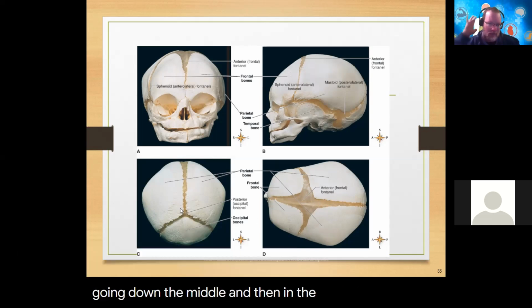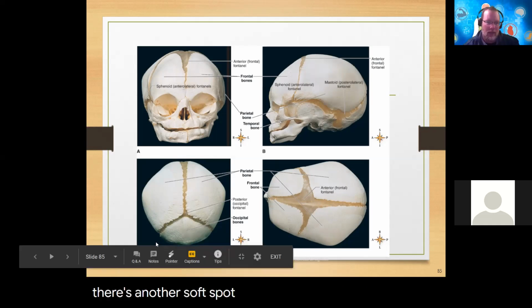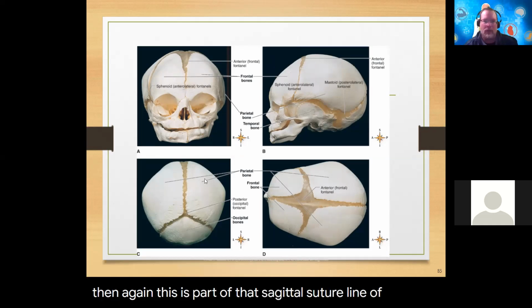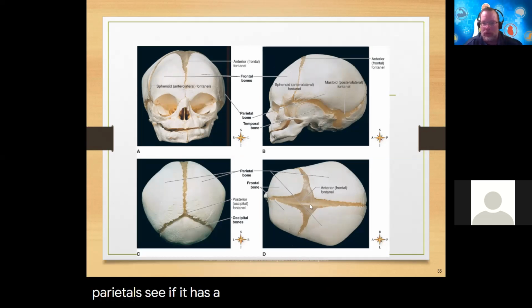And then in the base of the skull, there's another soft spot. Again, you can really see that lambdoidal look, that kind of arrow look. Okay, up arrow. And then again, this is part of that sagittal suture line of the parietals. This even has a pulse too, right?